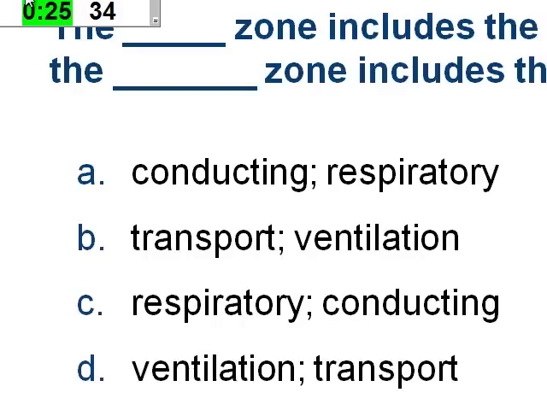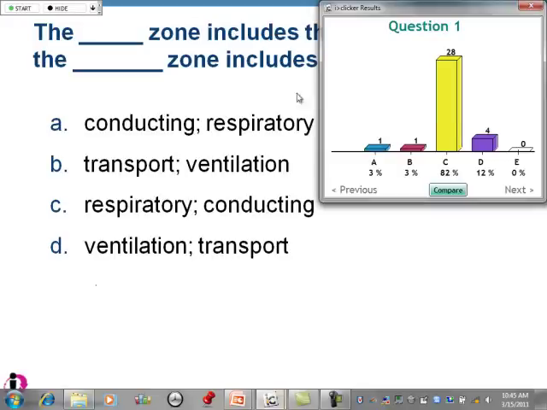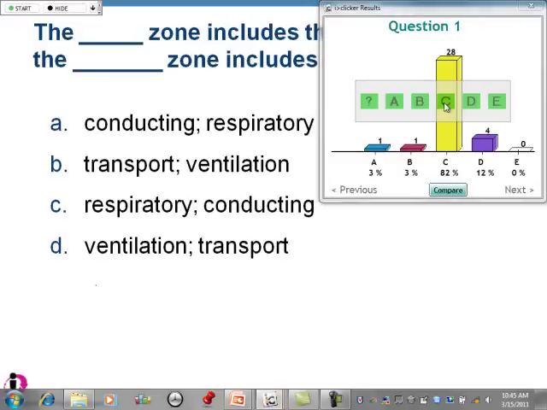Did everybody click? Who didn't click yet? So 34 is our number? All right, what's the answer? The answer is C. Remember, the respiratory zone is the alveoli, yes?